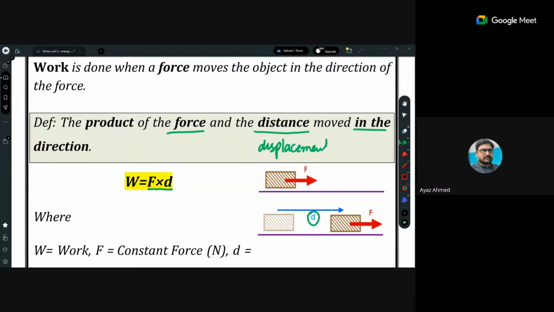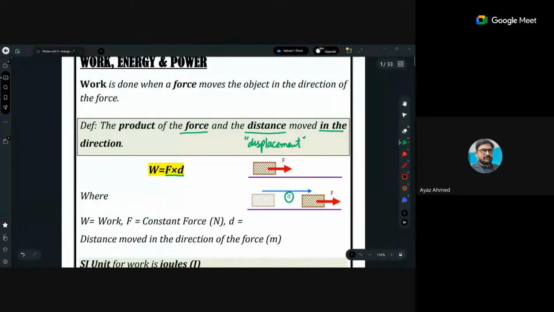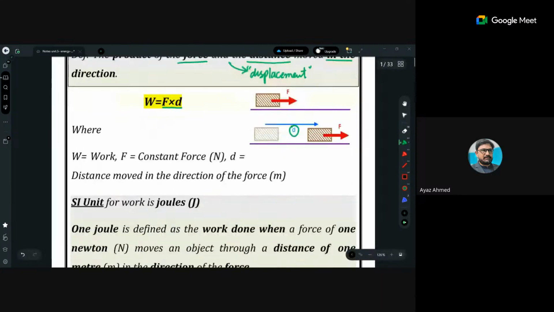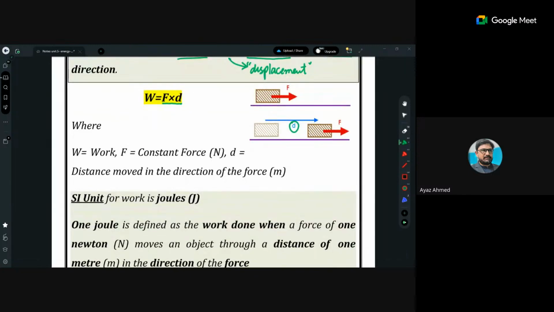Okay, so Khadija, what is the definition then? The product of force and displacement, or the product of force and distance in the direction of force. You can use any one of the definitions, but if you use displacement it would be better, since then you have no need to write in the direction of the force. Its unit is joule, which is Newton meter.